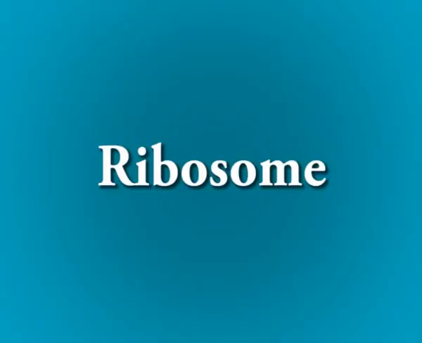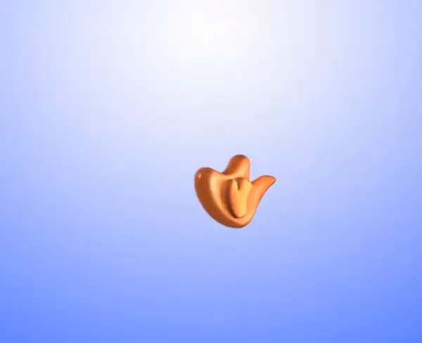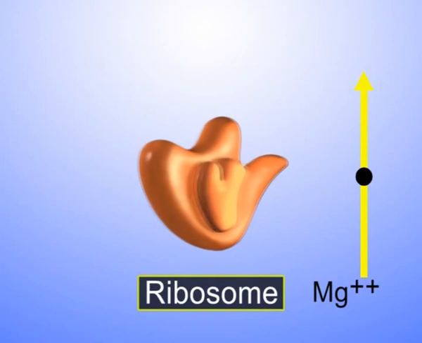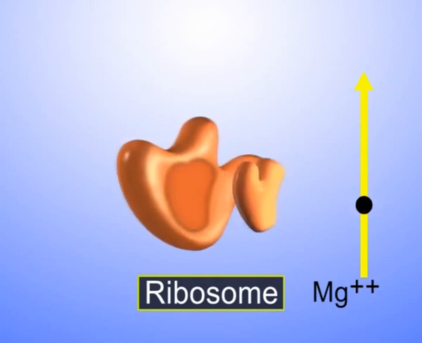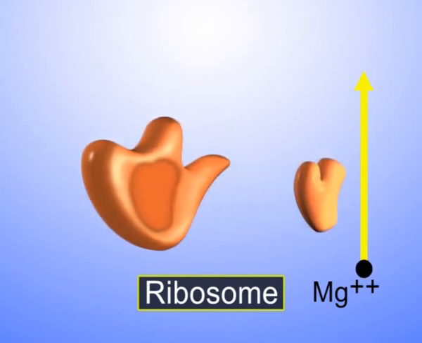Ribosome. Each ribosome is composed of two subunits. One is larger in size than the other. The two ribosomal subunits remain united with each other due to specific concentration of magnesium ions. When concentration of magnesium ions goes below a critical level, both subunits get separated.